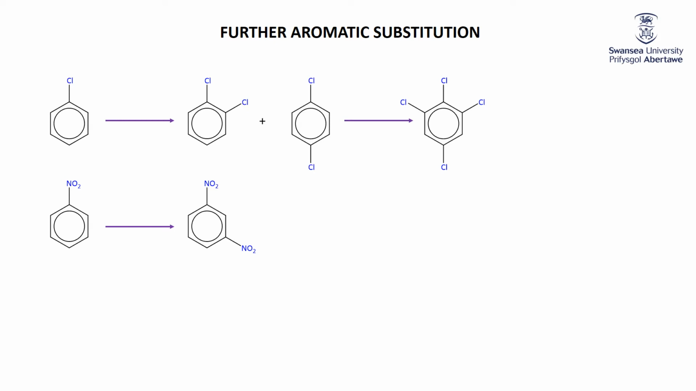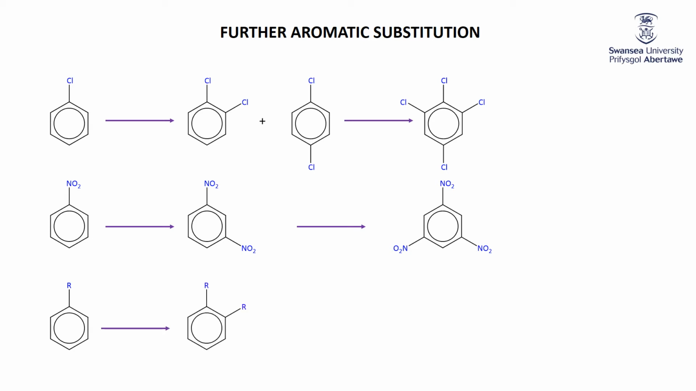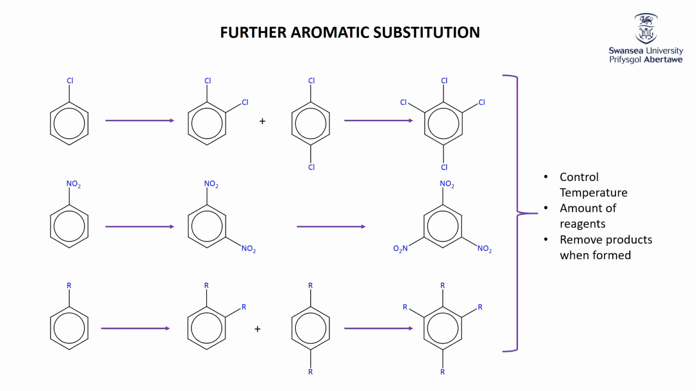get some of the 1,3-dinitrobenzene or even some of the 1,3,5-trinitrobenzene. And it's even worse when you're doing Friedel-Crafts. So here we've got one alkylation, but you could have the 1,2-dialkylbenzene, the 1,4-dialkylbenzene, or even the 1,2,3,5-tetraalkylbenzenes.